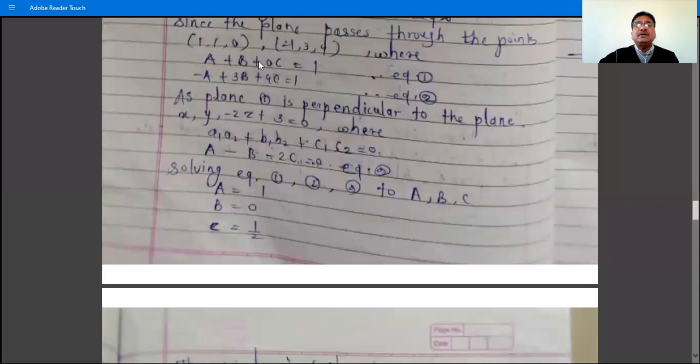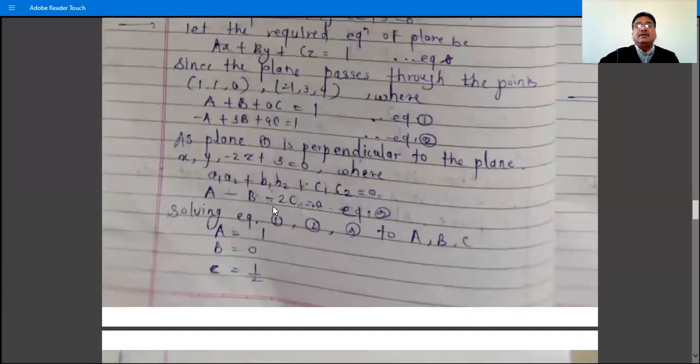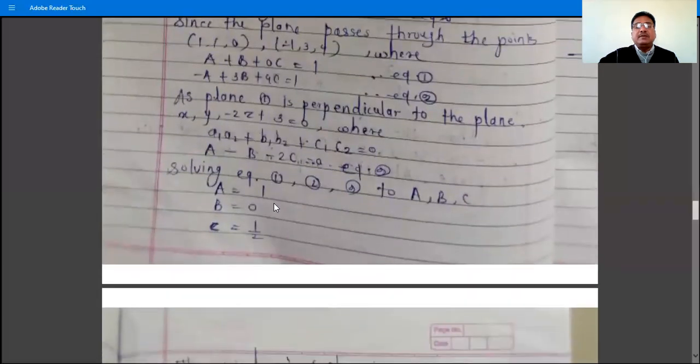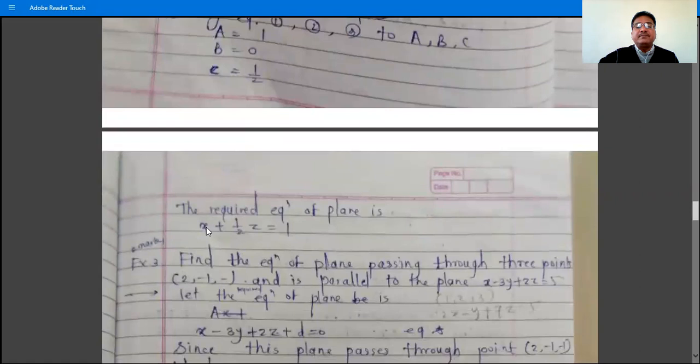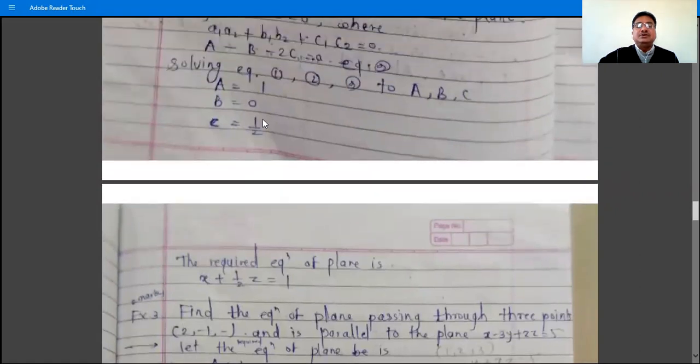Solve equations number 1, 2, 3 for capital A, capital B, capital C, either by calculator or by Gauss elimination method. We have capital A is 1, capital B is 0, capital C is half. And therefore the required equation of plane is x plus 0y, so don't write 0y, x plus 1 half z is equal to 1.